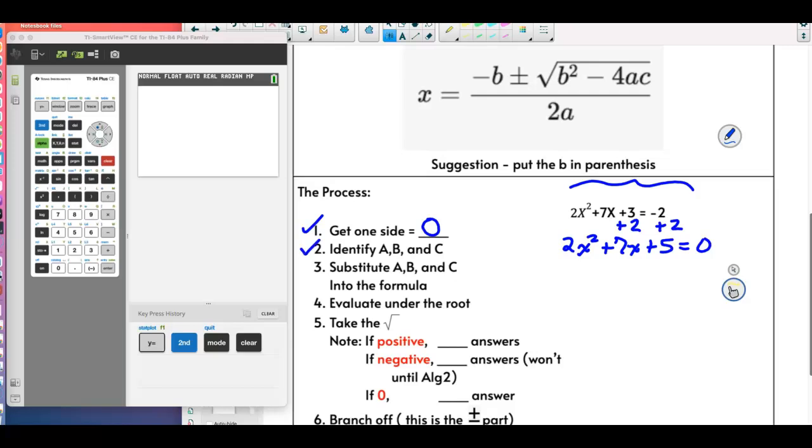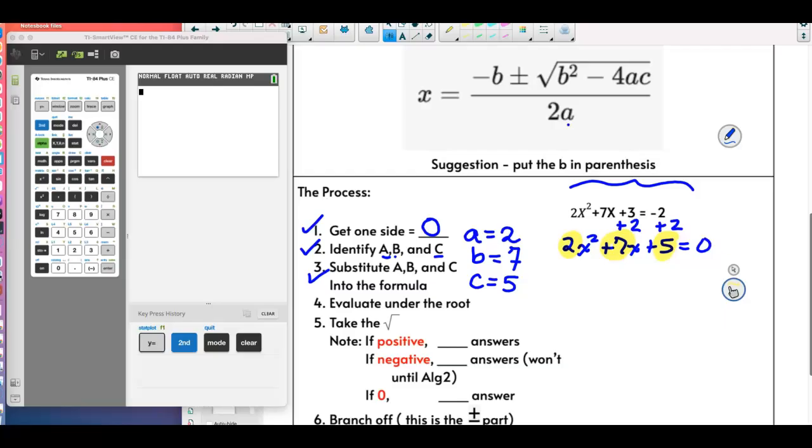Then I need to identify the a, the b, and the c. So my a is what's in front of the x squared. My b is what's in front of the x. And my c is the constant. Take the signs with them. So I'm going to use lowercase. Doesn't matter whether you use uppercase or the lowercase that's in the formula. So my a is equal to 2, positive. My b is equal to 7. And my c is equal to 5. Done. Now I'm going to substitute those into the formula.